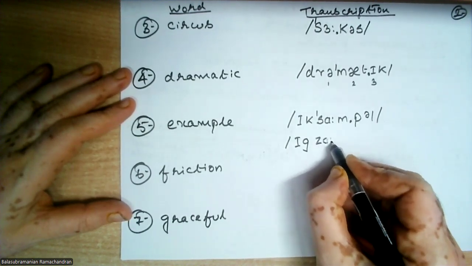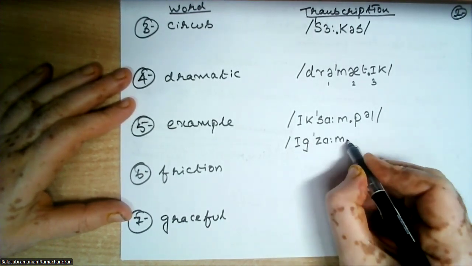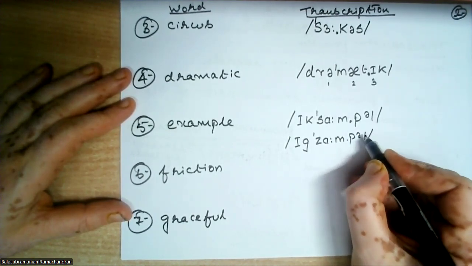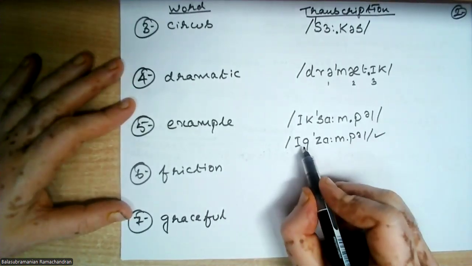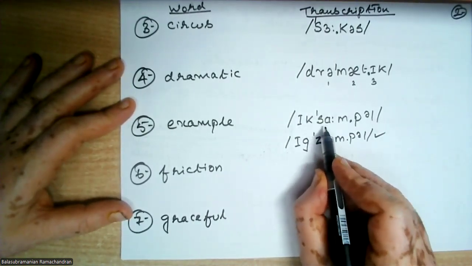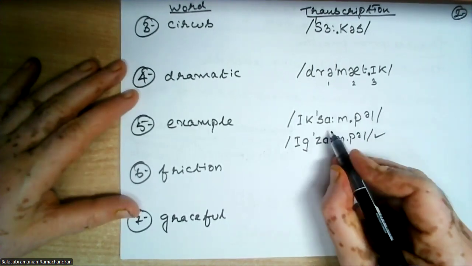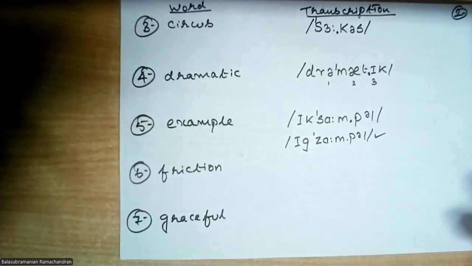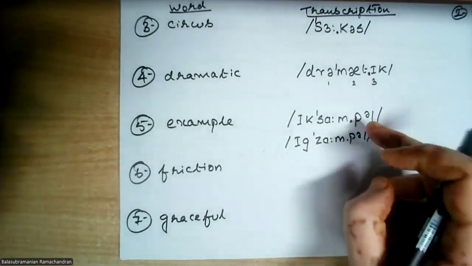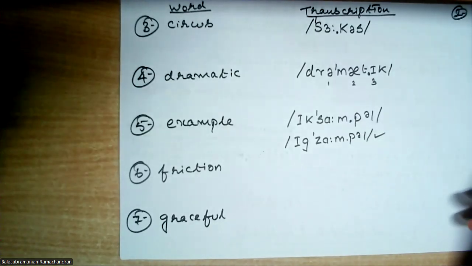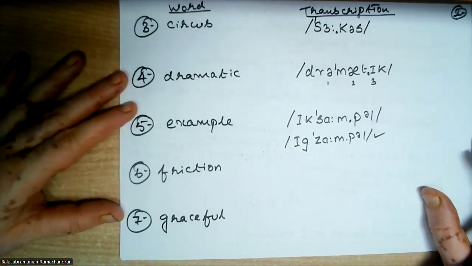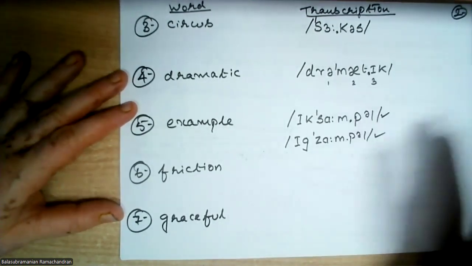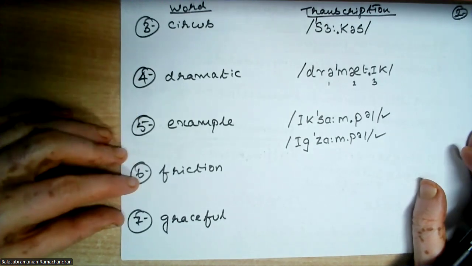If you write this as example, no issues also. There's no problem in this. This is also an accepted transcription. But please do this because this is the standard one. I've taken this from the Cambridge English Pronunciation Dictionary, and it's an accepted standard, so there's no problem. Both are accepted. Both are equally correct. So let's move on to word number 6.